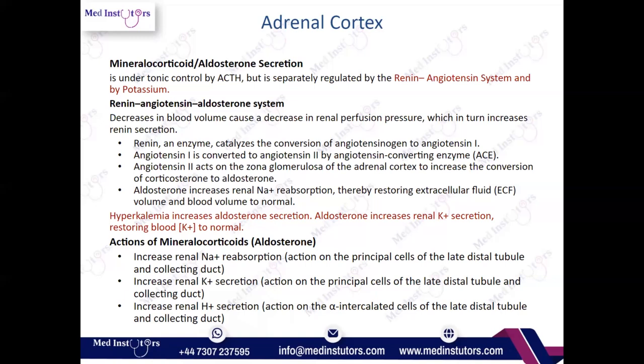Now we have angiotensin 2. Angiotensin 2 acts on the zona glomerulosa of the adrenal cortex to increase the conversion of corticosterone to aldosterone. Aldosterone increases, and now it acts on the kidneys, on the collecting tubules and the distal convoluted tubules. It increases sodium reabsorption, thereby restoring extracellular fluid volume and the blood volume to normal.